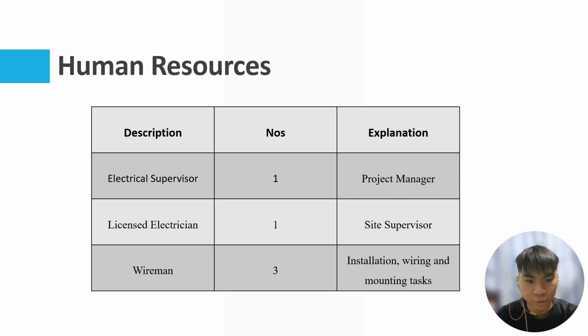This is the human resource for this project. One electrical supervisor is needed as project manager, one licensed electrician is needed as the site supervisor, and 3 wiremen are needed for installation, wiring, and mounting tasks of the motion sensors.